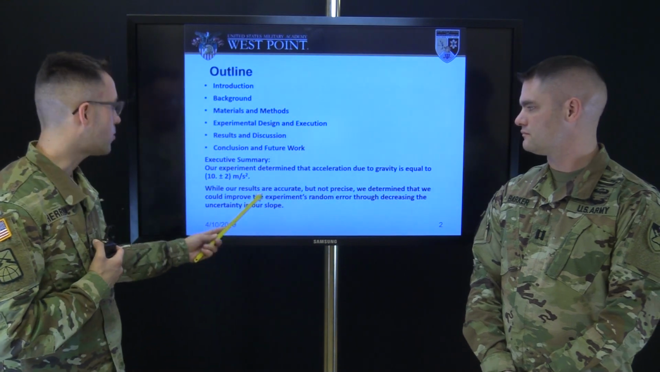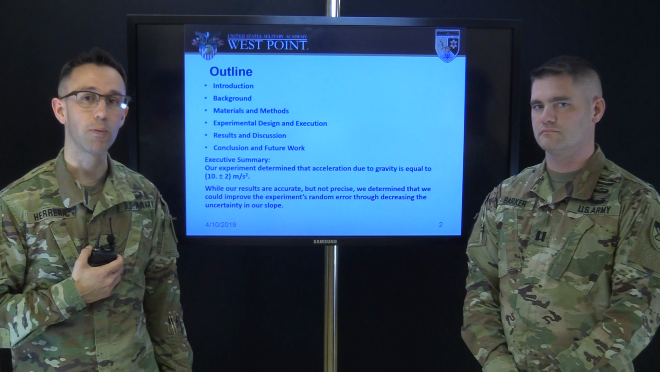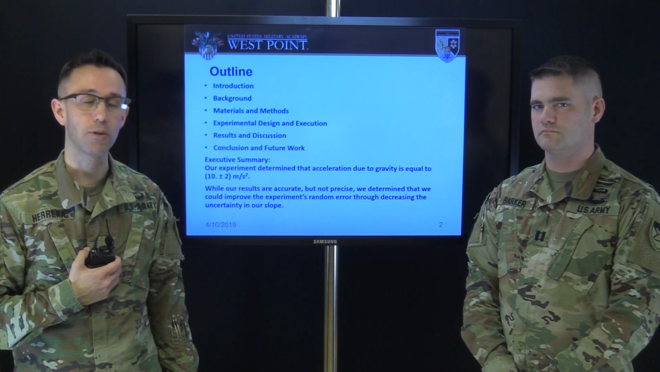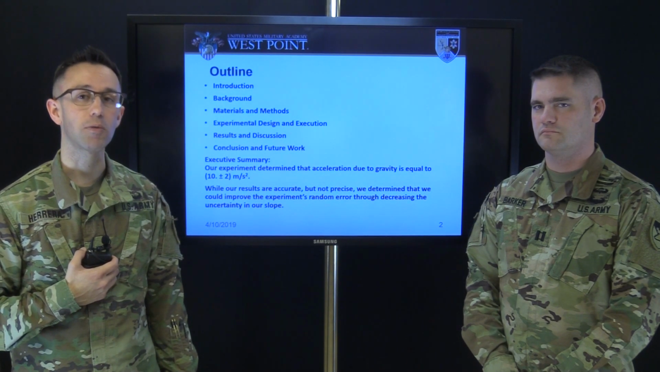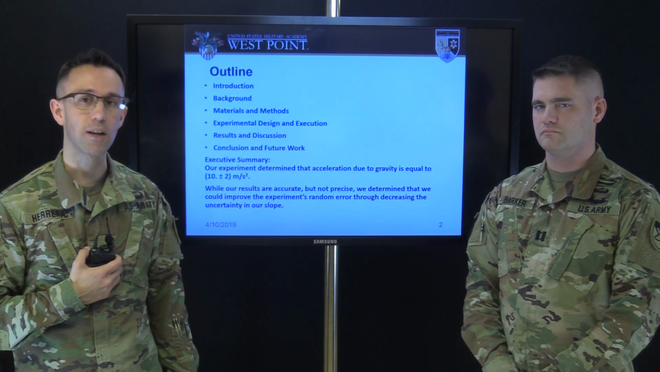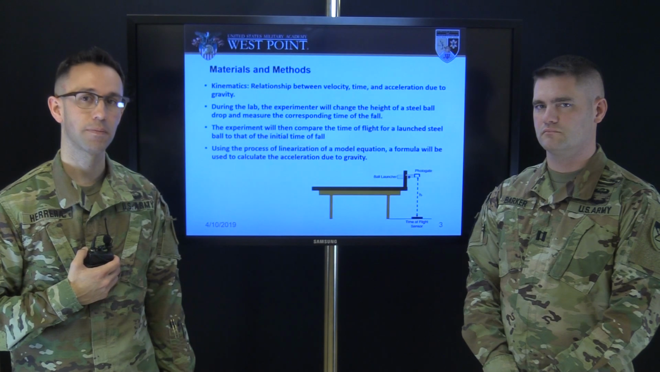So at the very bottom, you can see we have our executive summary. This is our bottom line up front of what we determined during our experiment. We determined that our acceleration of gravity is 10 plus or minus 2 meters per second squared. While this may be accurate, it's not very precise. So during this presentation, we're going to talk about our findings and why we have some sources of error within our experiment.